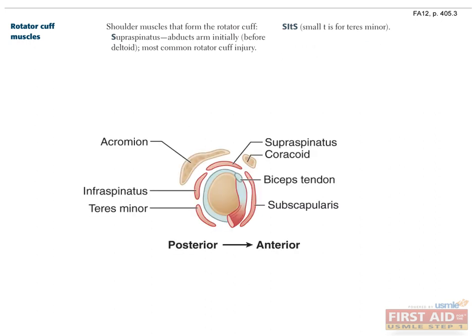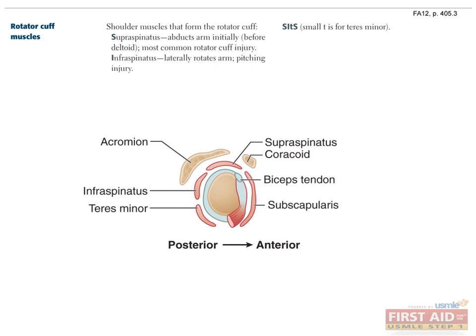The supraspinatus is mostly important for abducting the arm about 15 degrees. After that, the majority of abduction is taken over by the deltoid. People will complain that they can't lift their arm, but if they can get their arm up on a chair, they can often continue to lift it without difficulty.